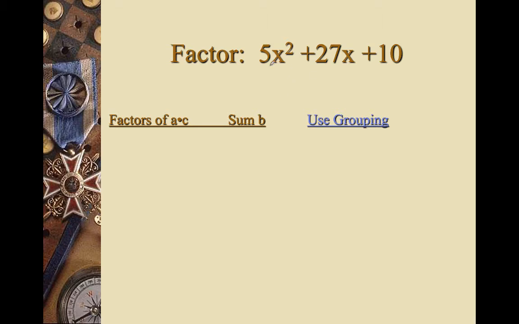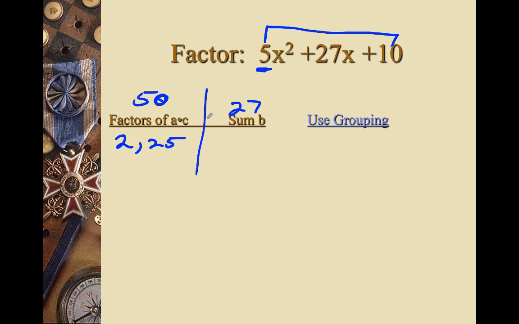Now we're going to have something different. We're going to have the lead coefficient is not 1. So now instead of the factors of C, we have the factors of A times C, which is 50. But I'm still looking for a sum of 27. What are factors of 50 that add up to 27? Yes, 2 and 25. Could have been 1 and 50, could have been 5 and 10, but again, we want that 27. Here's the kicker, people.